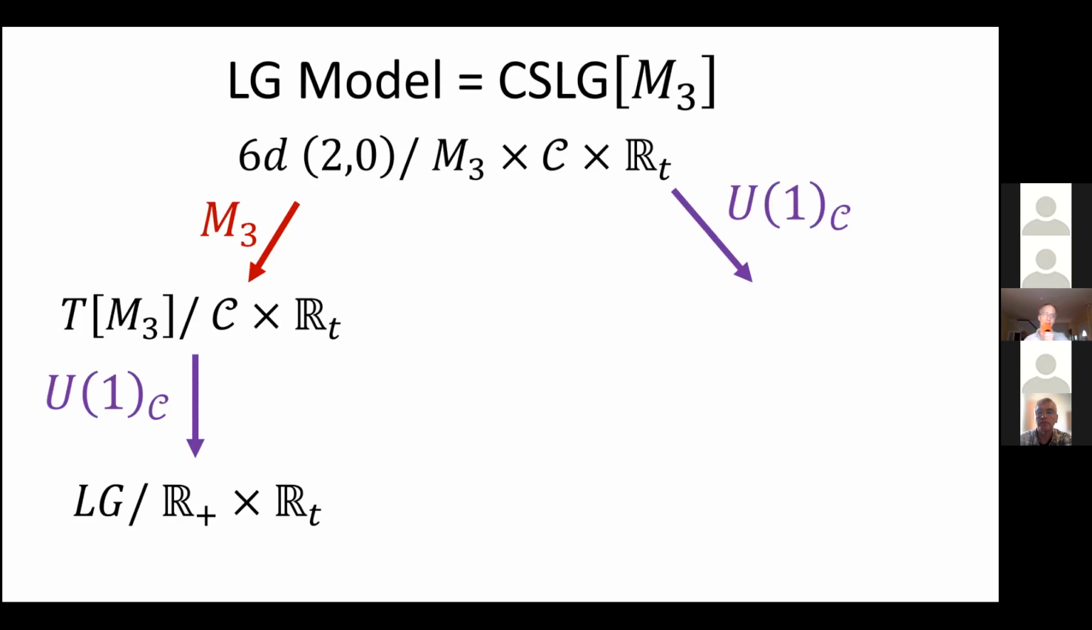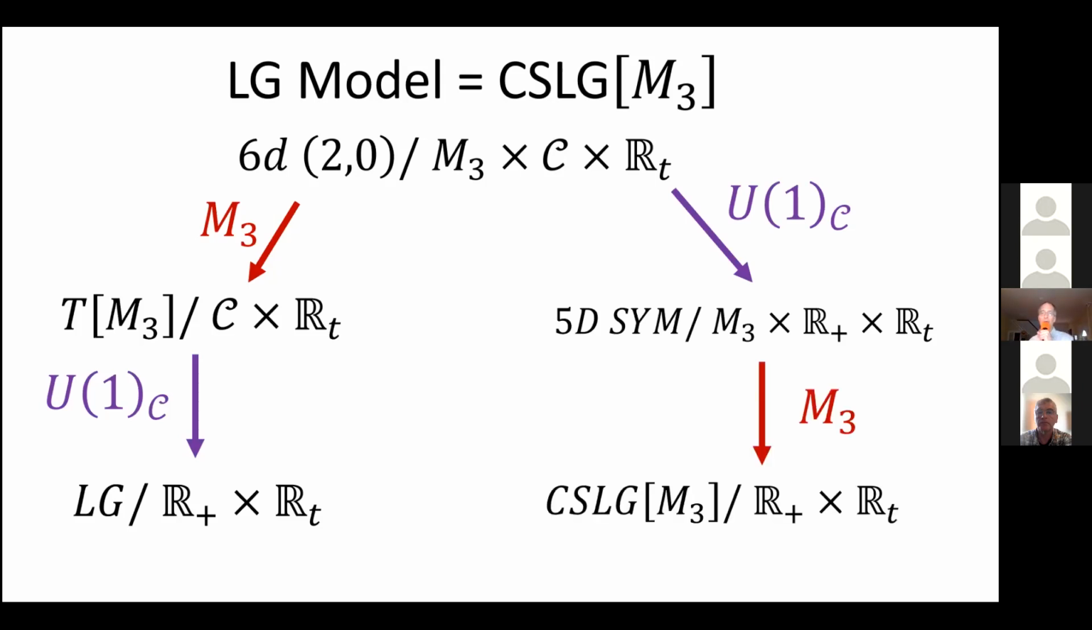But you could do it in the other order, and you can do it in the other order, again, because of all these topological twistings. So if you first reduce with the U1 isometry, you get five-dimensional super Yang-Mills, famously, on M3 times the half line R plus times time. If you then reduce that on M3, then it's just an exercise in gauge theory to see that that is equivalent to the Chern-Simons Landau-Ginzburg model for M3, much like the super quantum mechanics on the mapping space before was the 1+1-dimensional Landau-Ginzburg model. So the two-dimensional Landau-Ginzburg model, with this infinite-dimensional target space of connections on M3, is a five-dimensional quantum field theory.